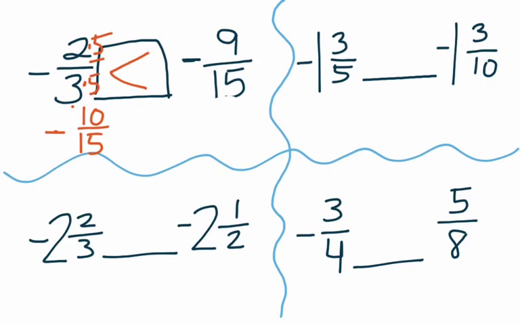All right, let's go and look at the problem to the right, okay? And then I'm going to have you try the 2 in the bottom when we're done here. So let's look at negative 1 3/5 and negative 1 3/10.